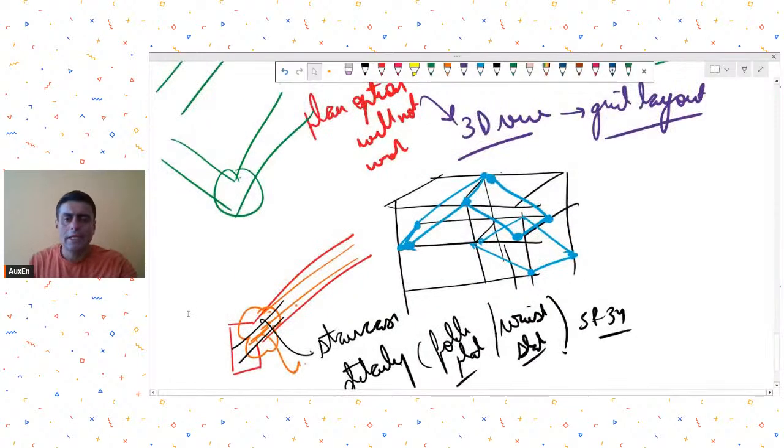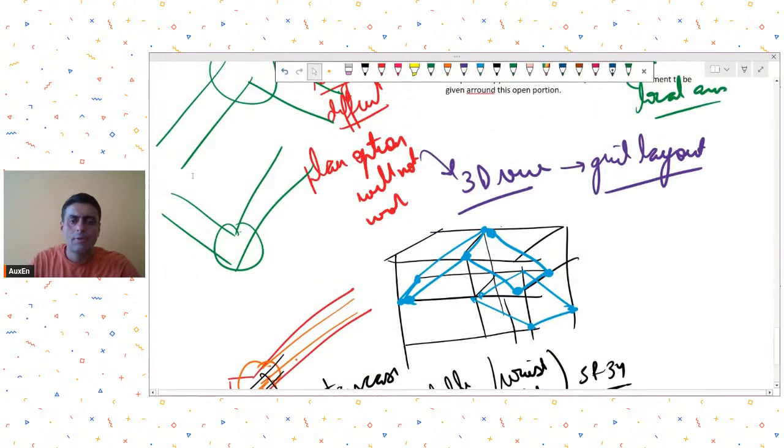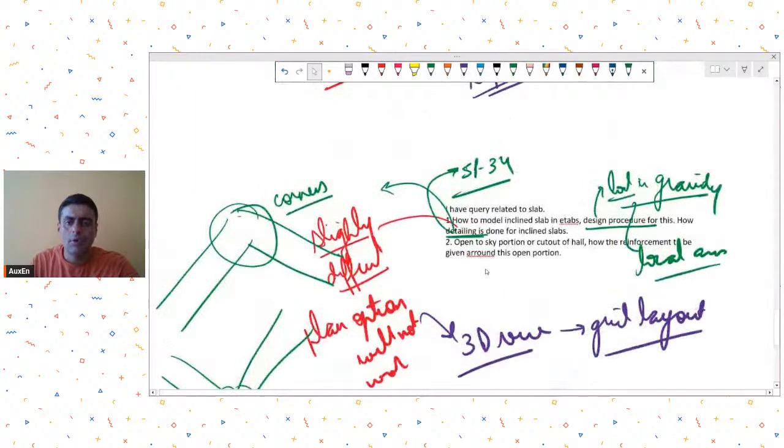Okay. Modeling, as I just told you, will not work in plan view. Go to 3D view, and by manually clicking all the points, you will have to make your slab. Apply the load, take the moments, find out the reinforcement. Open to sky portion or cutout of hall: how is the reinforcement to be given around this open portion?